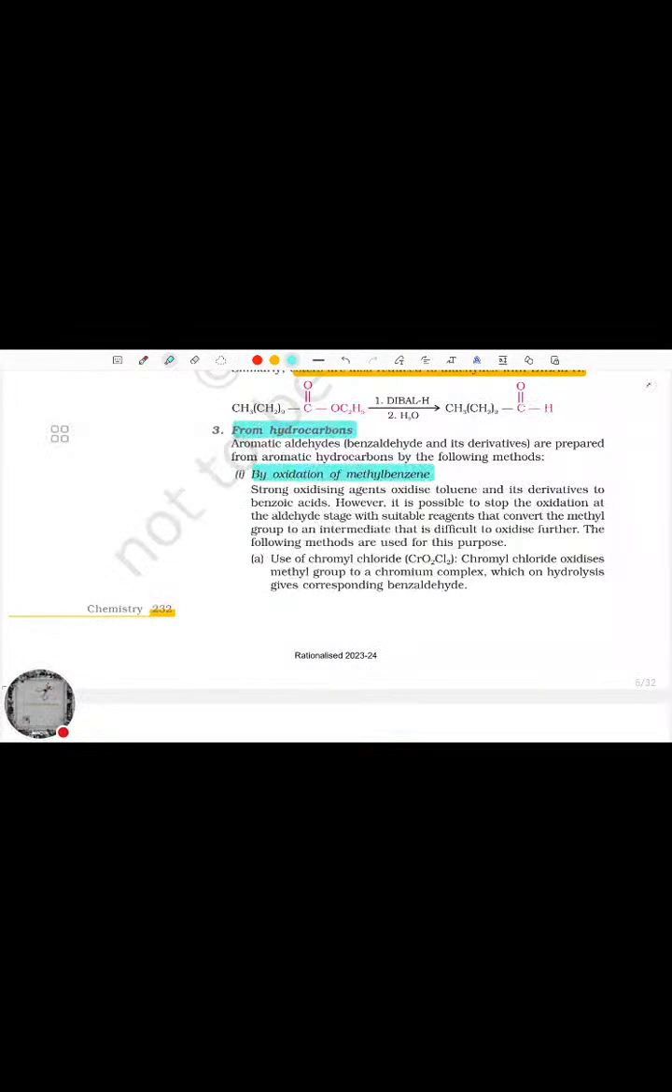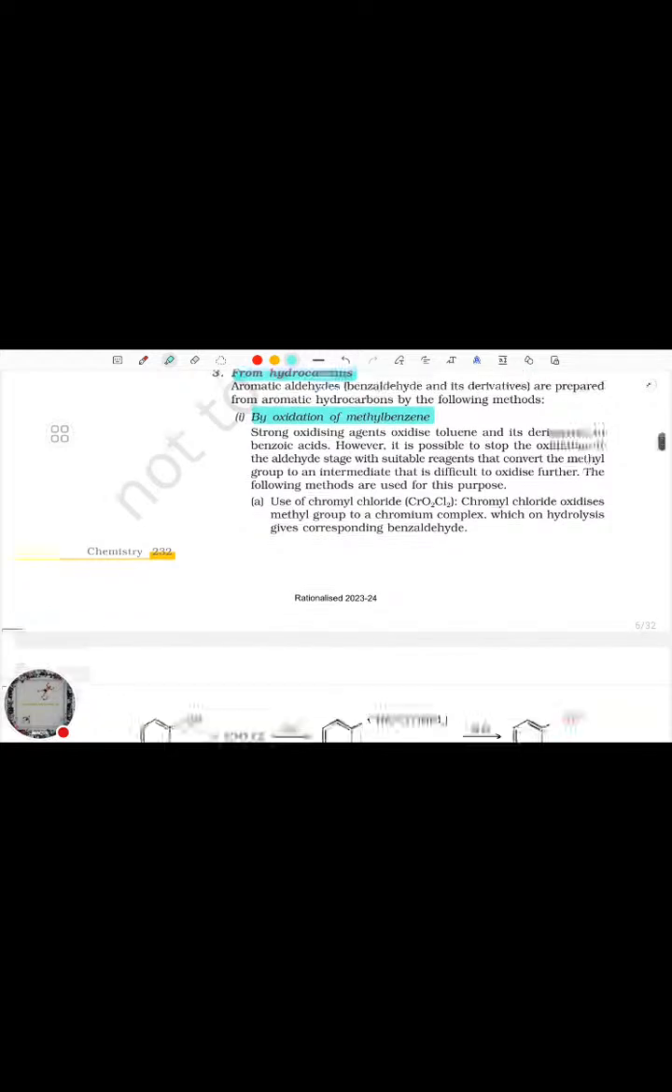So with any strong oxidizing agent, it will directly convert into benzoic acid. However, it is possible to stop the oxidation at the aldehyde stage with suitable reagents that convert the methyl group to an intermediate that is difficult to oxidize further. So we will use certain suitable reagents. The following methods are used for this purpose.